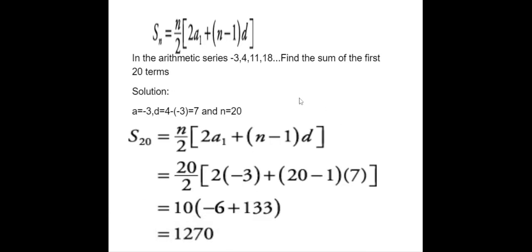So let's take an example for this one. In the arithmetic series -3, 4, 11, and 18, find the sum of the first 20 terms. Now, usually you would be able to do a trial and error method, where you just keep adding on to the series and find out the 20th term.